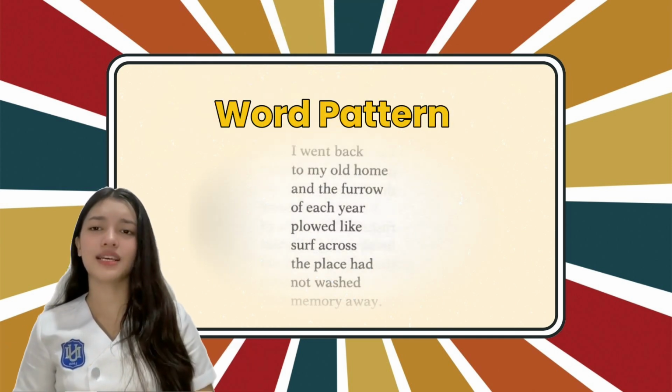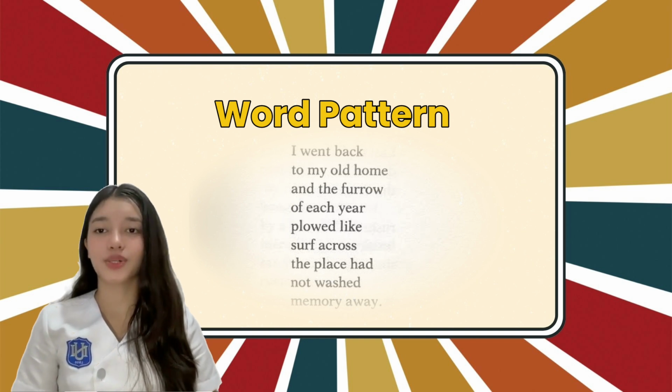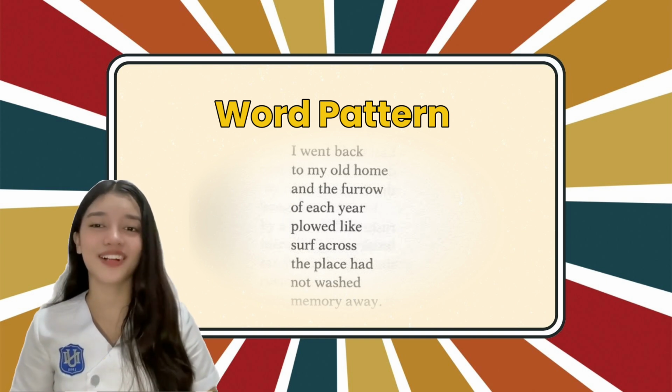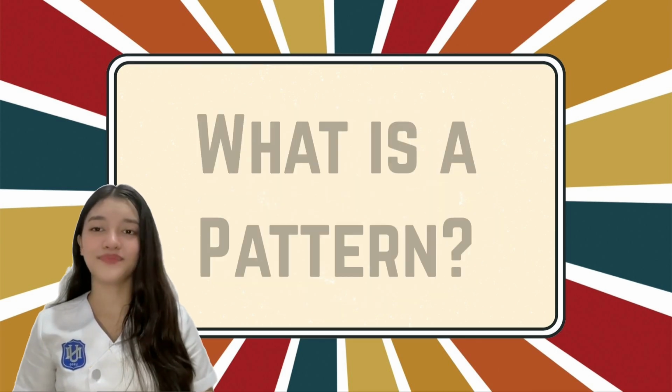A word pattern in a poem is the way certain words or sounds repeat, helping the poem sound smoother and more expressive and more knowledgeable. And that's our chosen pattern.